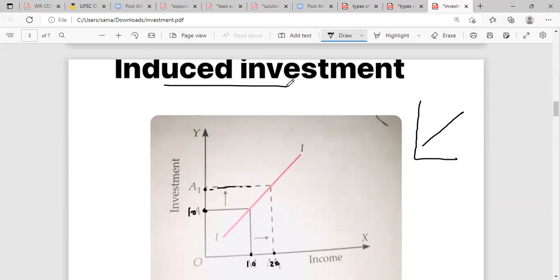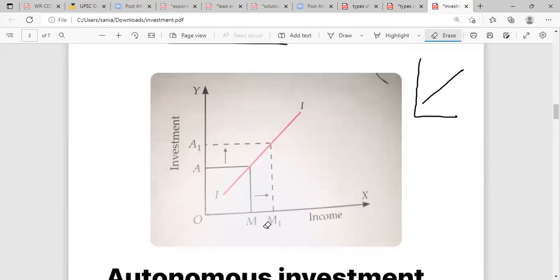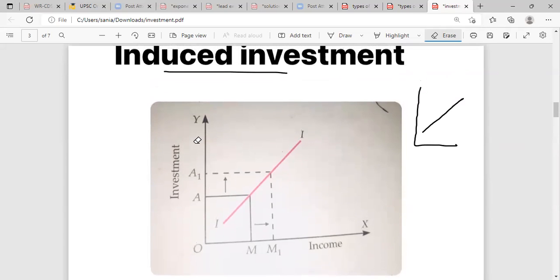What induced investment is all about is that it is being affected by the level of income, right? Earlier it was here, but now as your income increased, investment also increased. So we can say that induced investment is being affected by the level of income. You will draw this diagram and put a heading, induced investment. This is your income, M and M1, and this is your A, and A1 is your investment. Clear? If someone asks you how the graph of induced investment looks, it is an upward sloping one. Okay, clear?